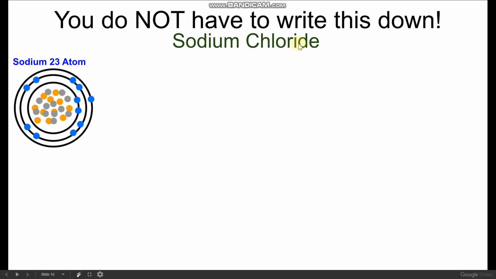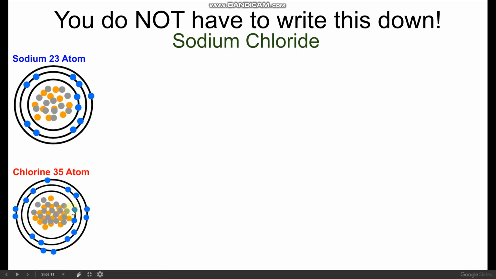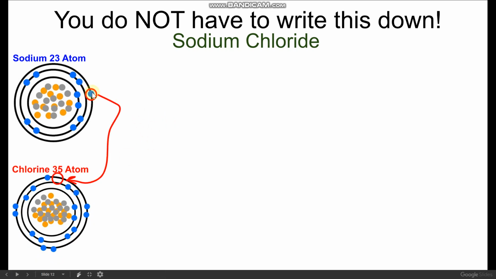So we're going to start off with the ionic compound sodium chloride. We've got sodium here. I have drawn a sodium atom on the screen. Remember, it's got one valence electron. And then here we've got a chlorine-35 atom, and it's got 1, 2, 3, 4, 5, 6, 7 valence electrons. Our sodium atom is going to donate its electron to the chlorine atom.